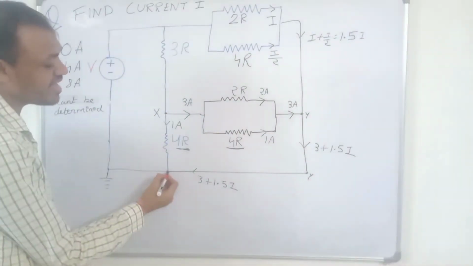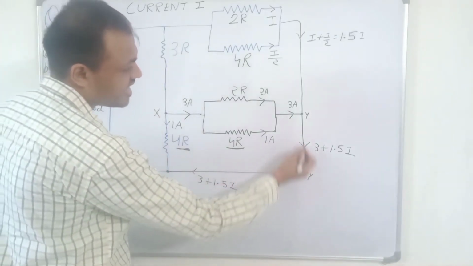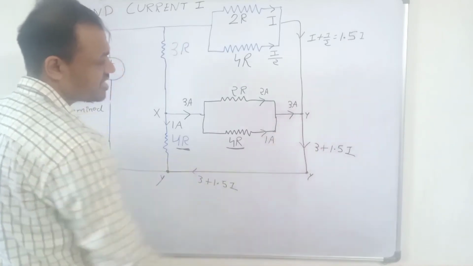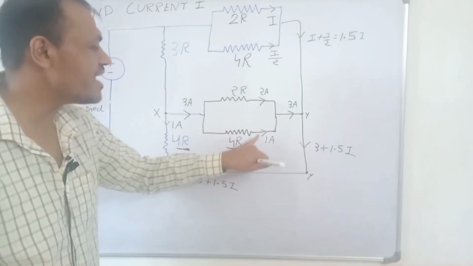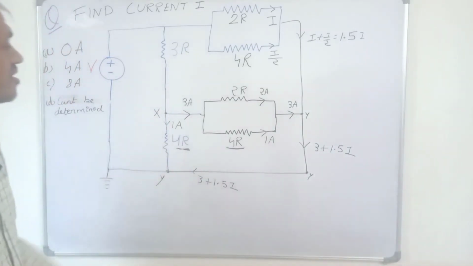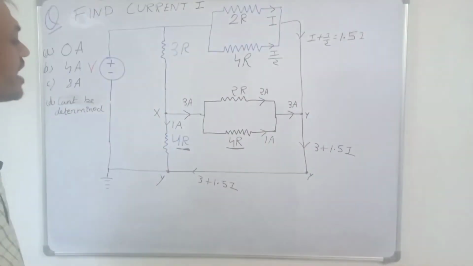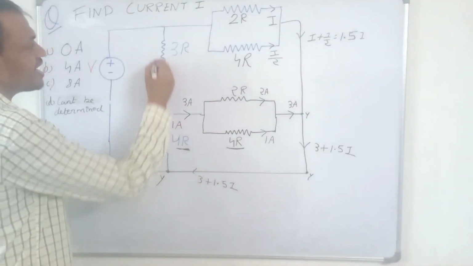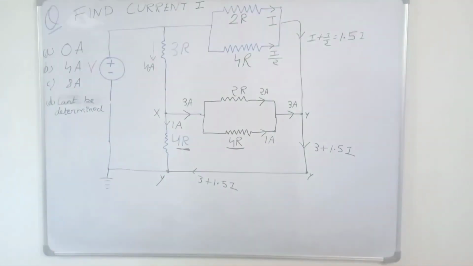Because this point is Y, we assume that this point is Y. So this point will also be Y because no resistor is coming here, and this point will also be Y because no resistor is there. So between X and Y, the current through resistor 4R is 1 ampere. So similarly between X and Y, the current through resistor 4R will also be 1 ampere and the direction is from X to Y. So if this current is 3 ampere, this current is 1 ampere, then this current will be 4 ampere as well. So this current is also 4 ampere.